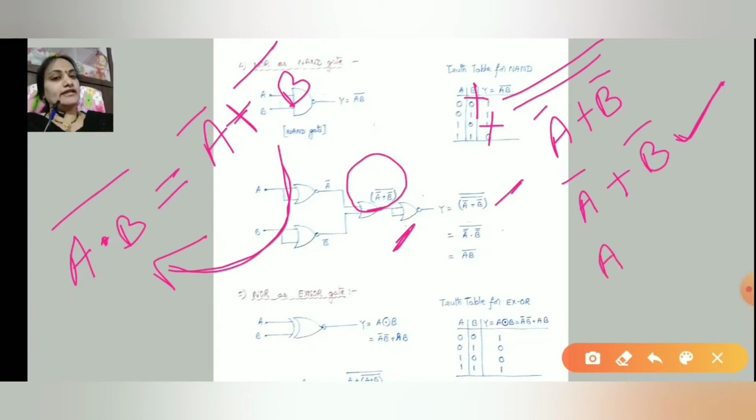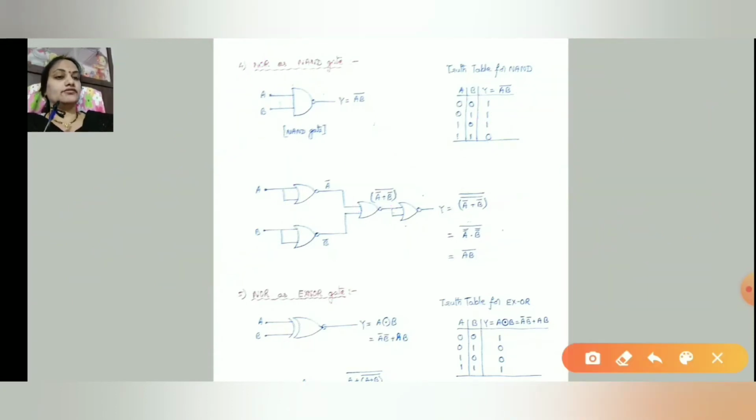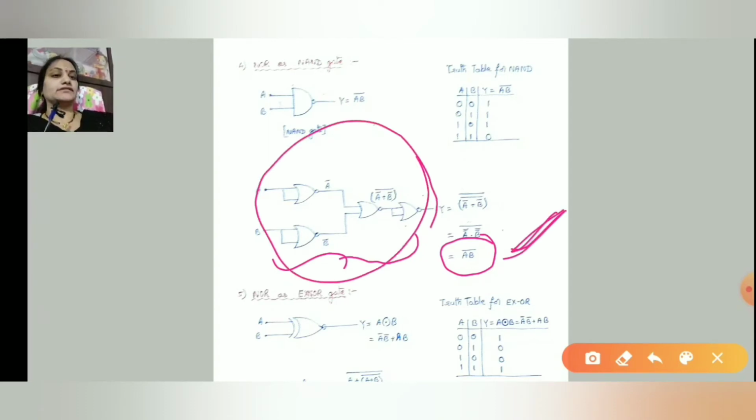That's why I am writing AB whole complement here. That is by using De Morgan's theorem. So finally we got AB whole complement as the output for this circuit. What is AB whole complement for this whole circuit? That means we have derived the NAND operation by using only NOR gates.